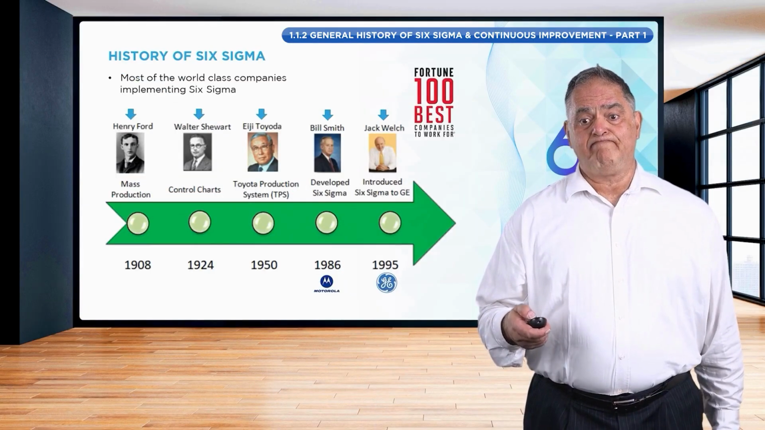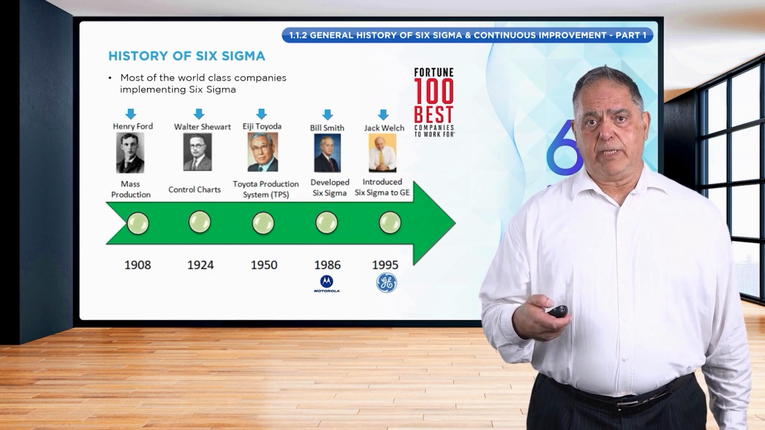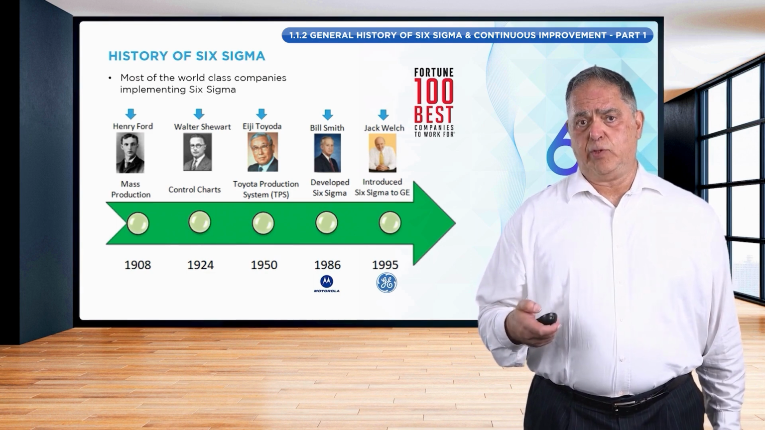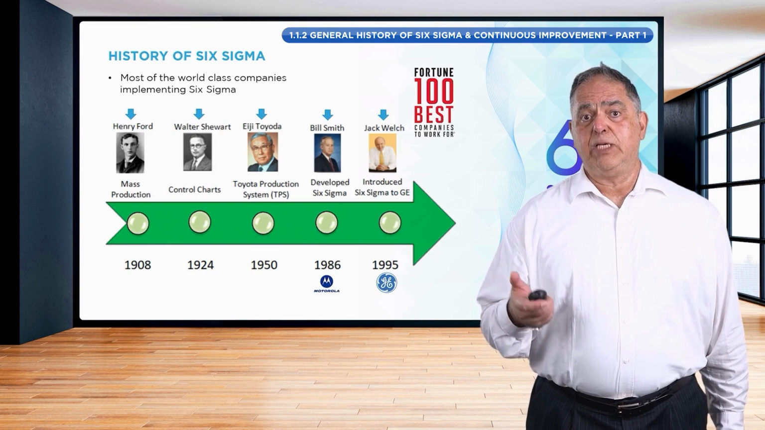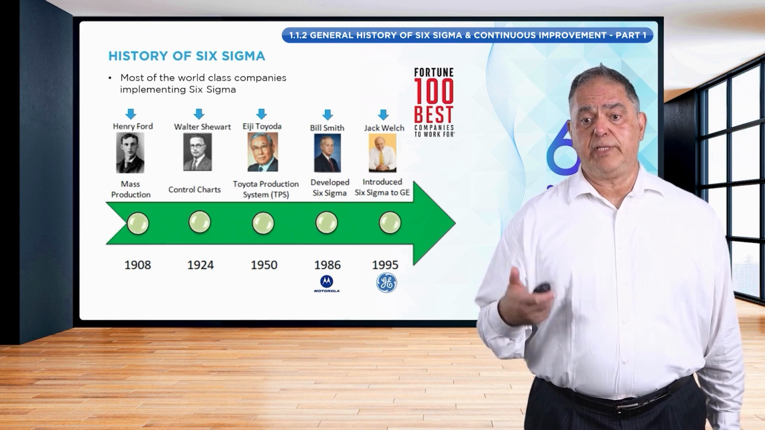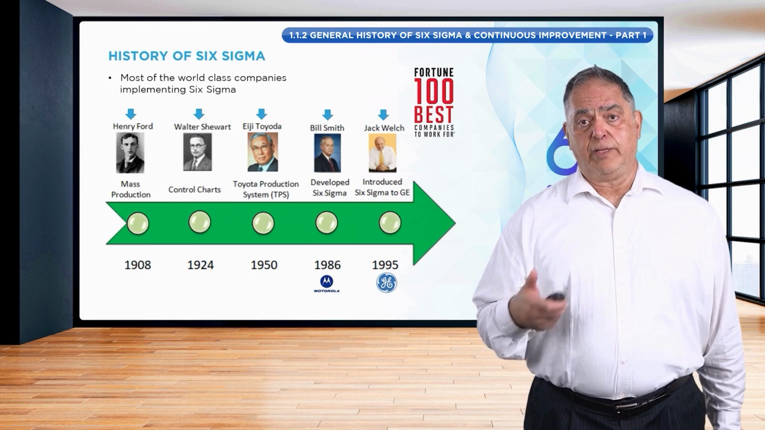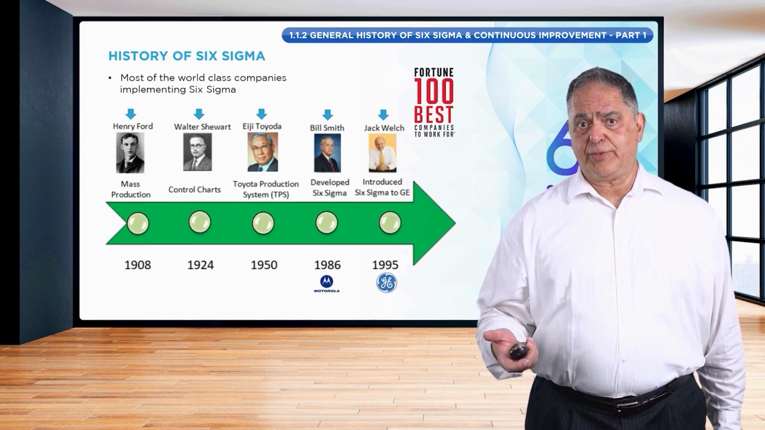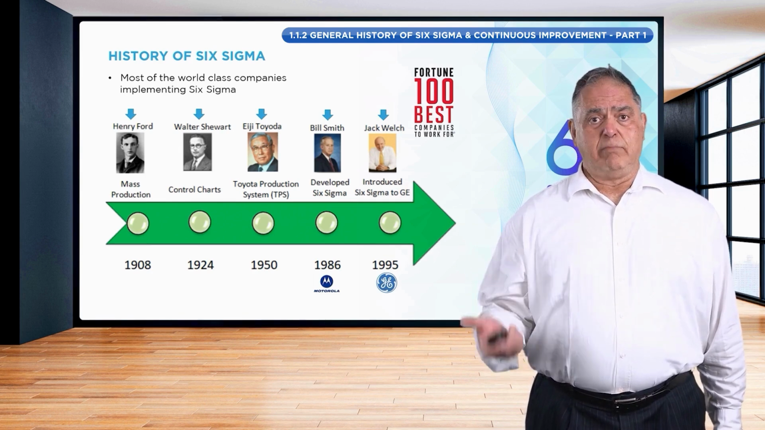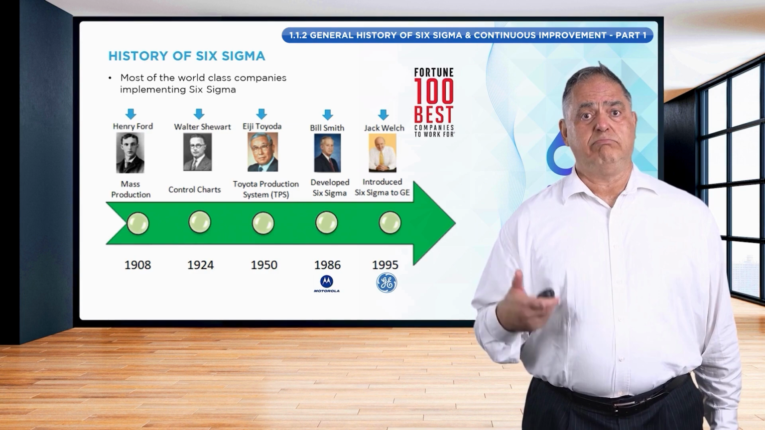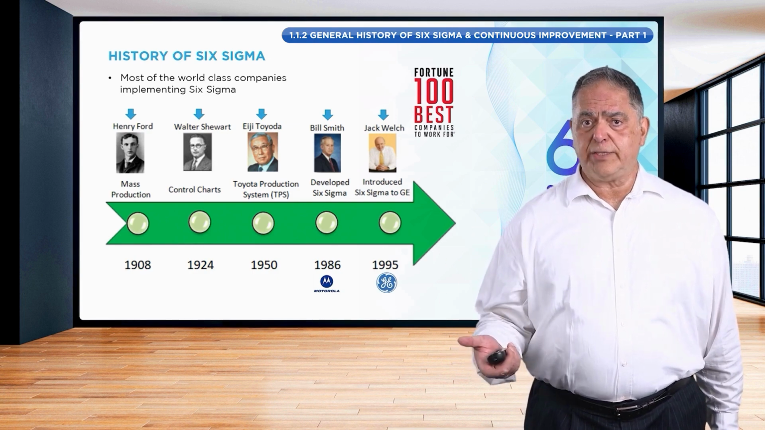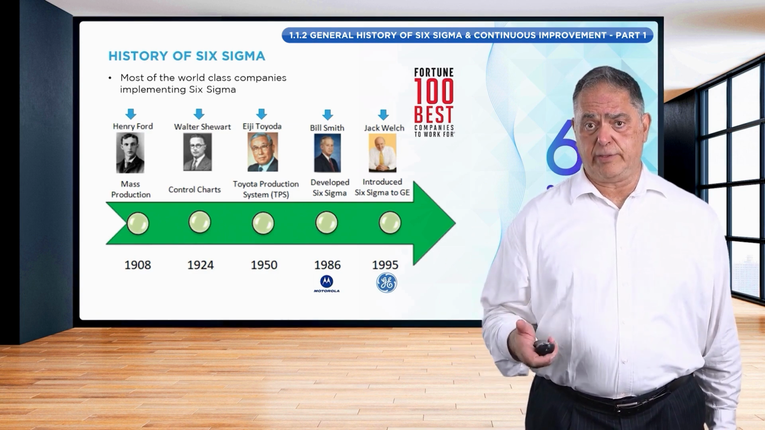So if you think about Six Sigma as a methodology, this has been adopted by some of the top 100 best companies in the world. There are companies like General Electric, like Honeywell, and Caterpillar, and many others.